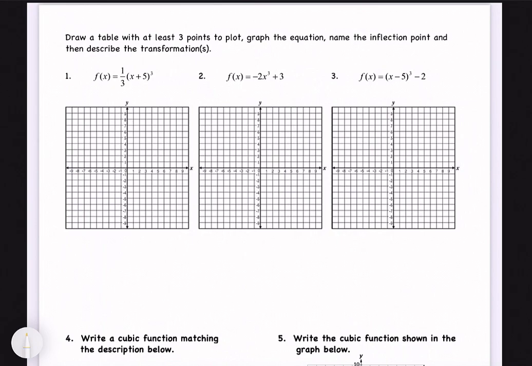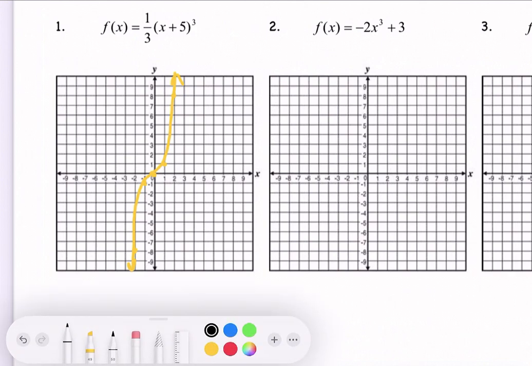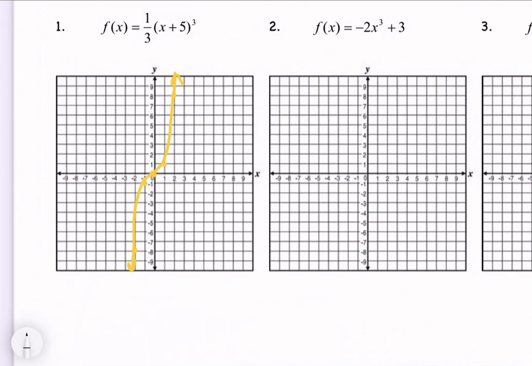I'm going to draw the parent function in yellow just so you can see it. It says (0, 0), (1, 1), (2, 8), and then (-1, -1) and (-2, -8). So that's the parent function. Now when we look, we can see that 1/3 means we compress by 1/3.